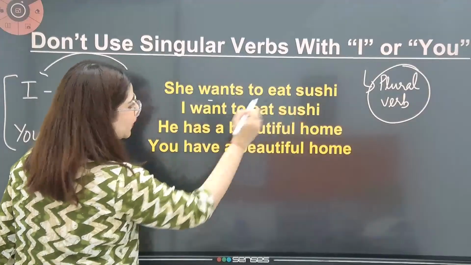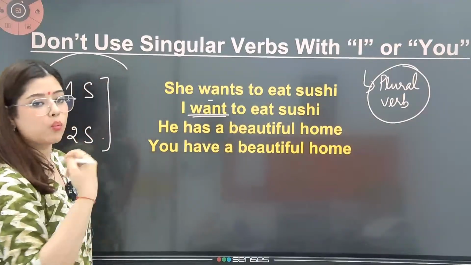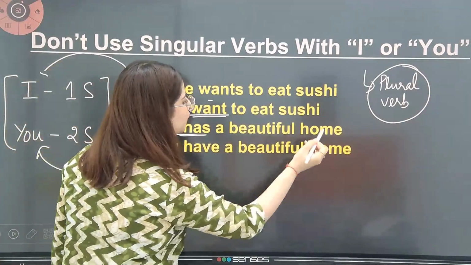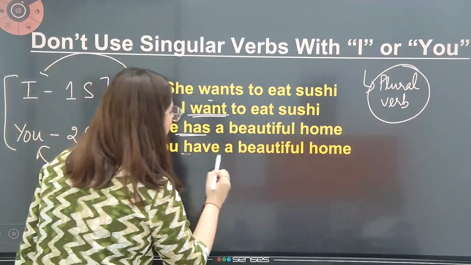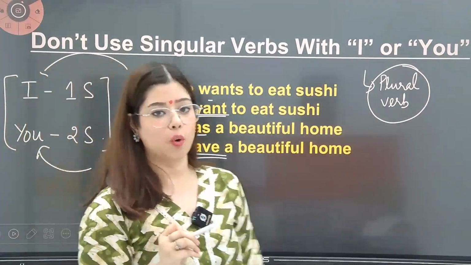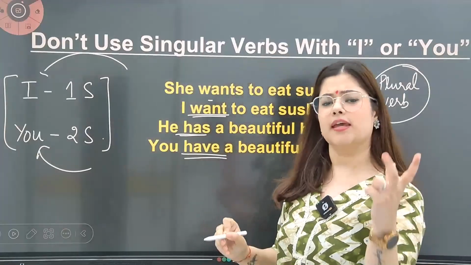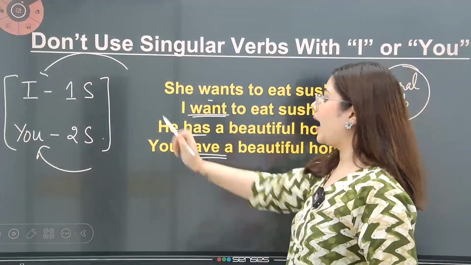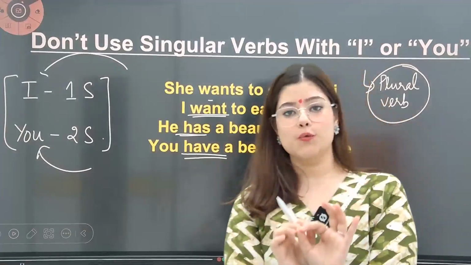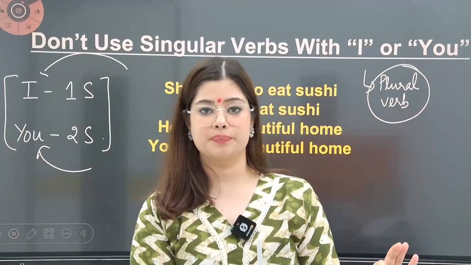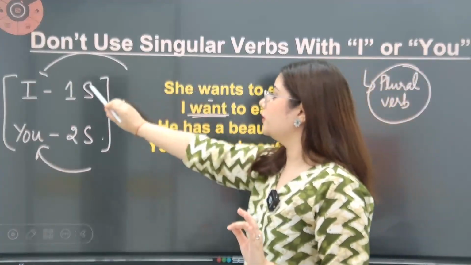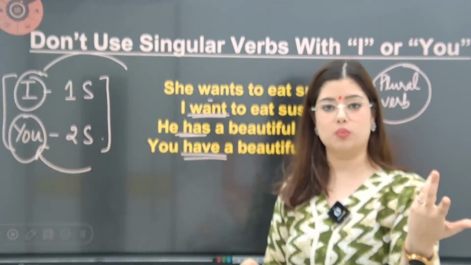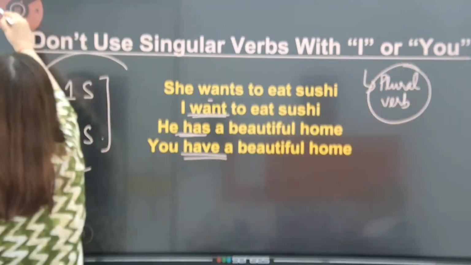She wants to eat sushi, but I want to eat sushi. He has a beautiful home, but you have a beautiful home. Right? So, second thing, again, this is also something that you must be familiar with. With I and you, we use plural verbs. Even after these subjects being singular, we use plural verb forms with them. Moving on.